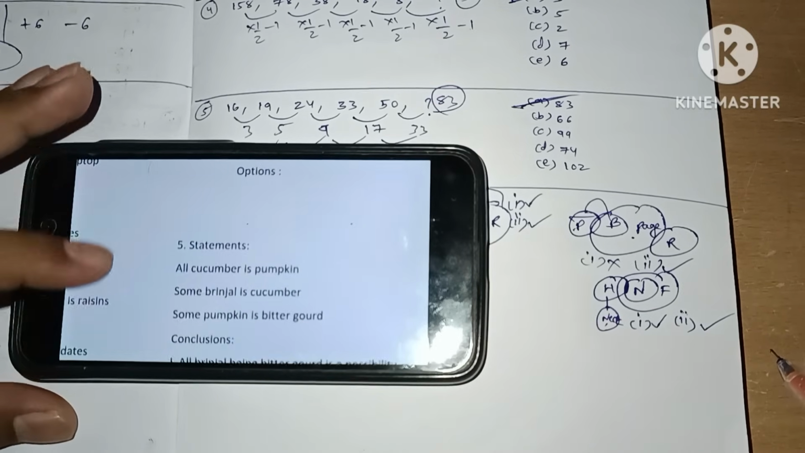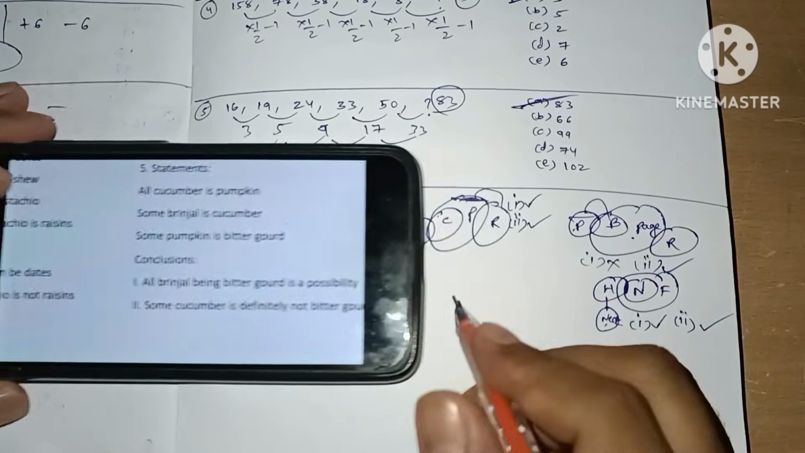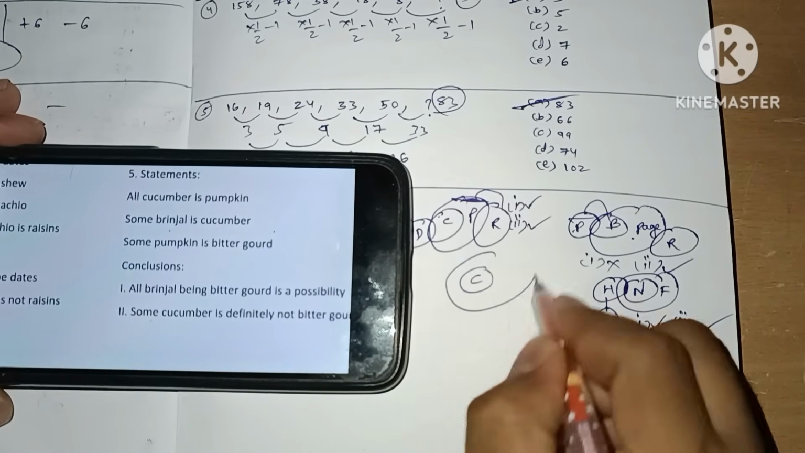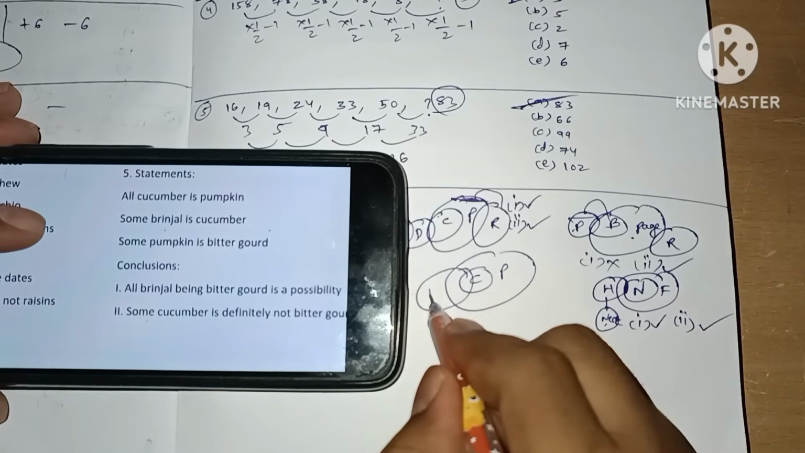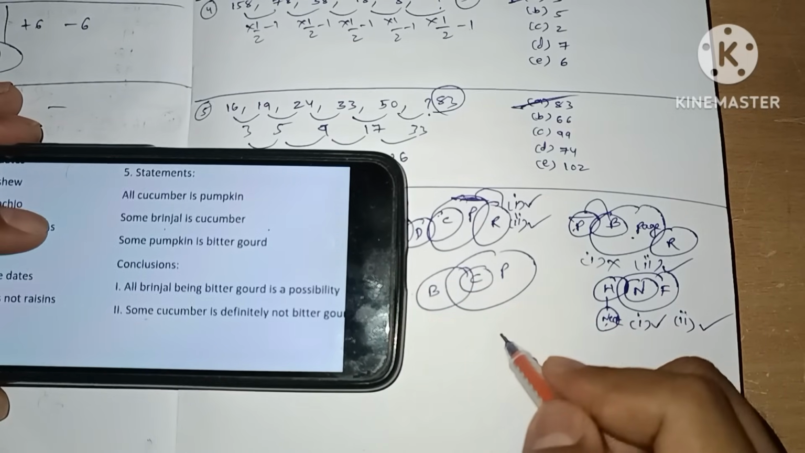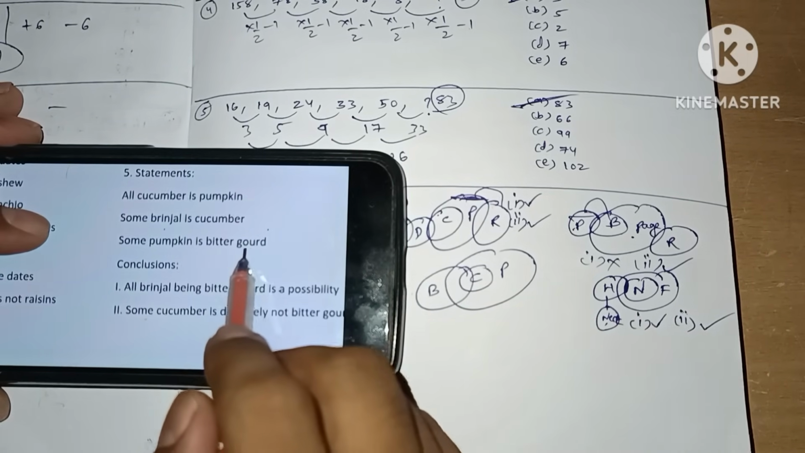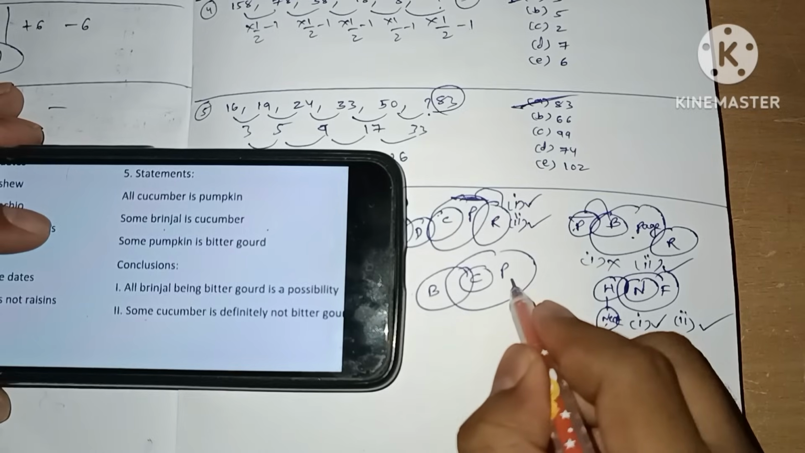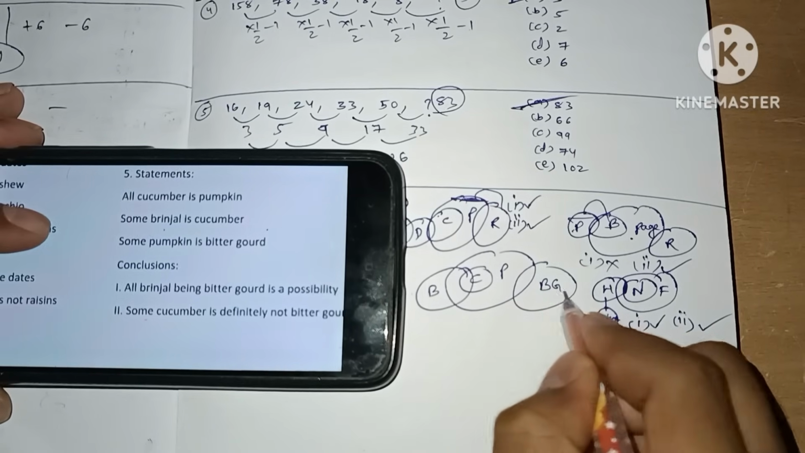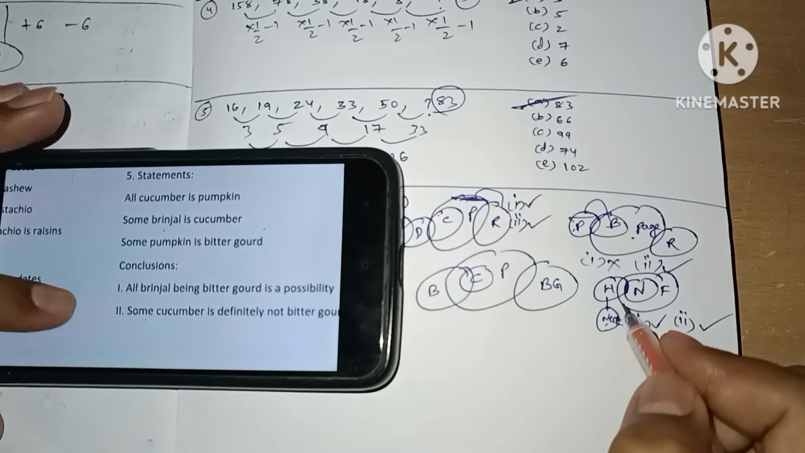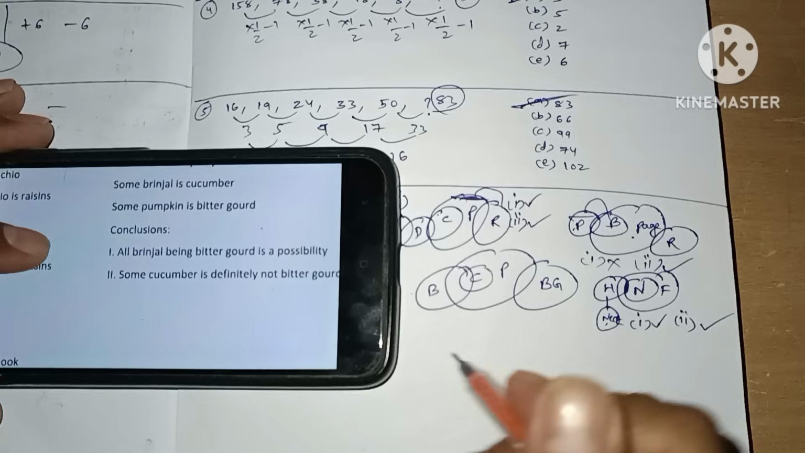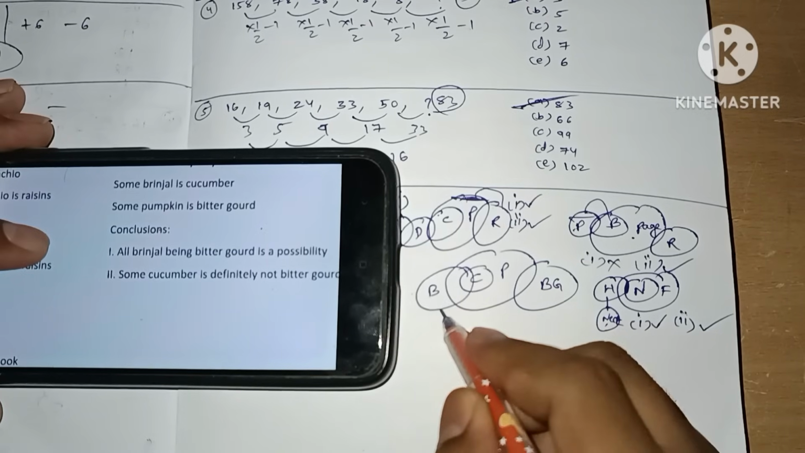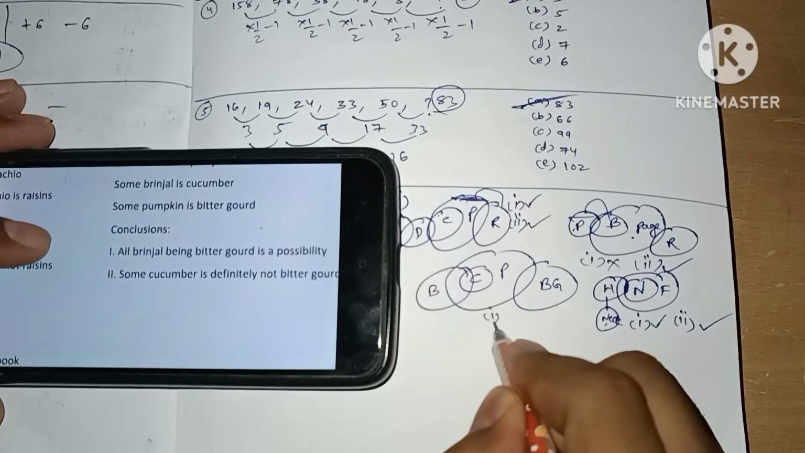Next, fifth question. All cucumber is pumpkin. Some brinjal is cucumber. Some pumpkin is bitter gourd. Okay, next the conclusions. All brinjal being bitter gourd is a possibility. All brinjal can be placed inside a bitter gourd. Yes, it is possible. So the first conclusion is true.